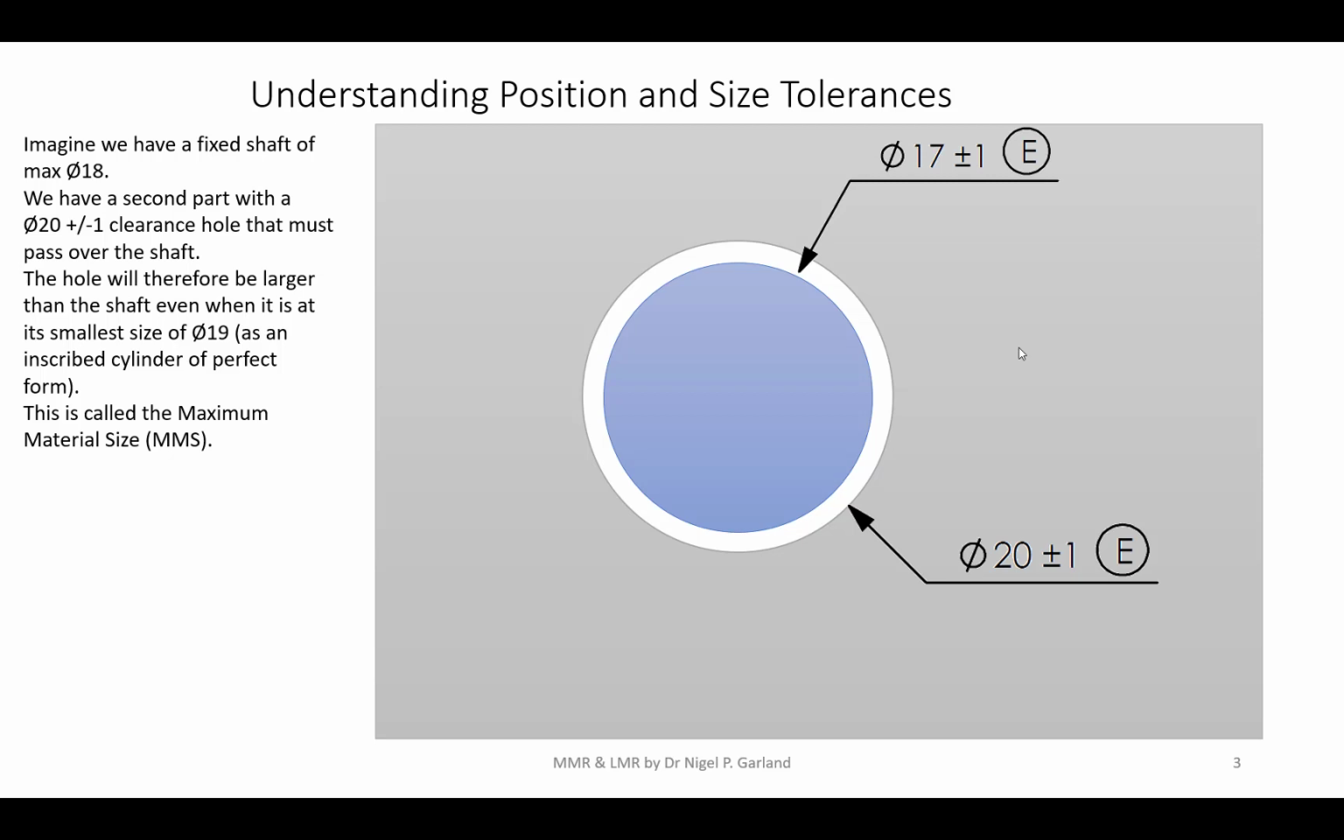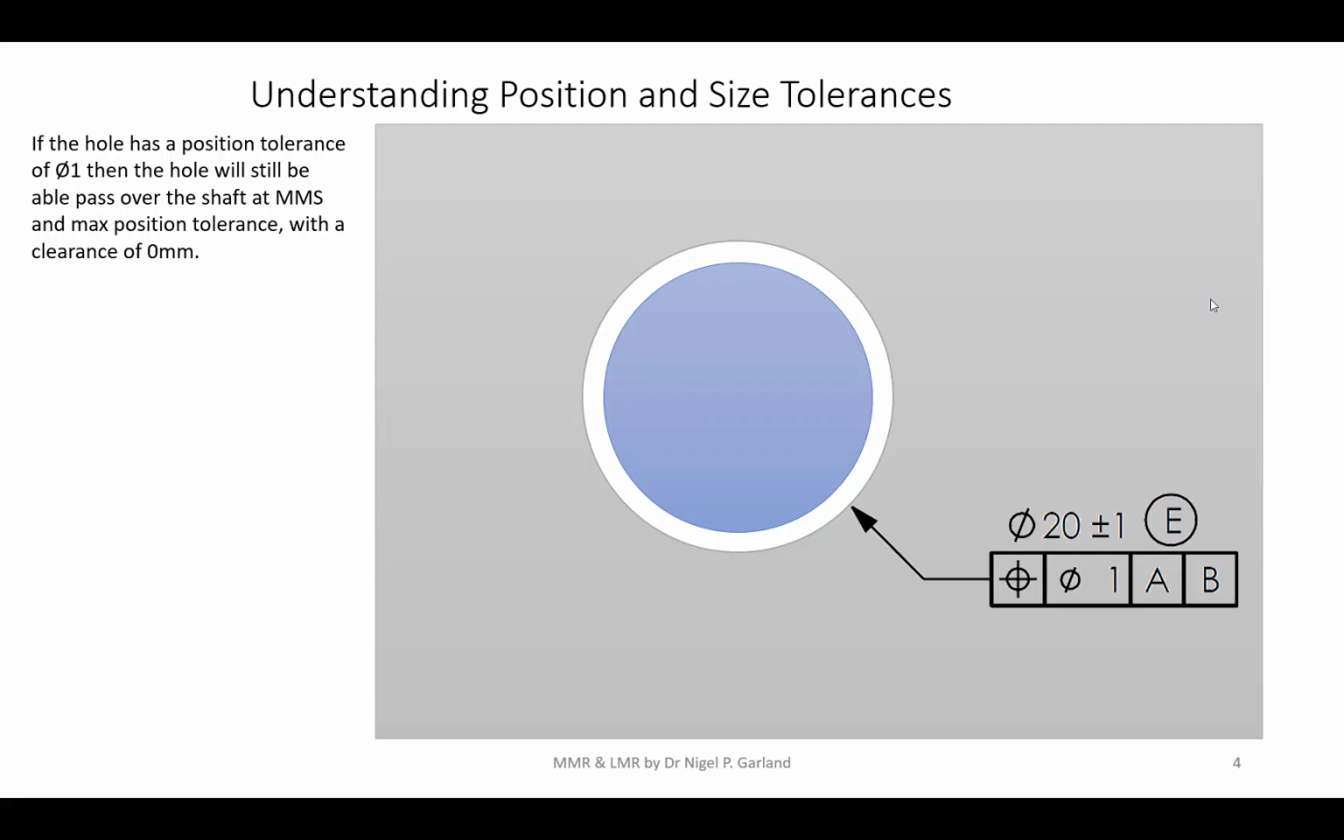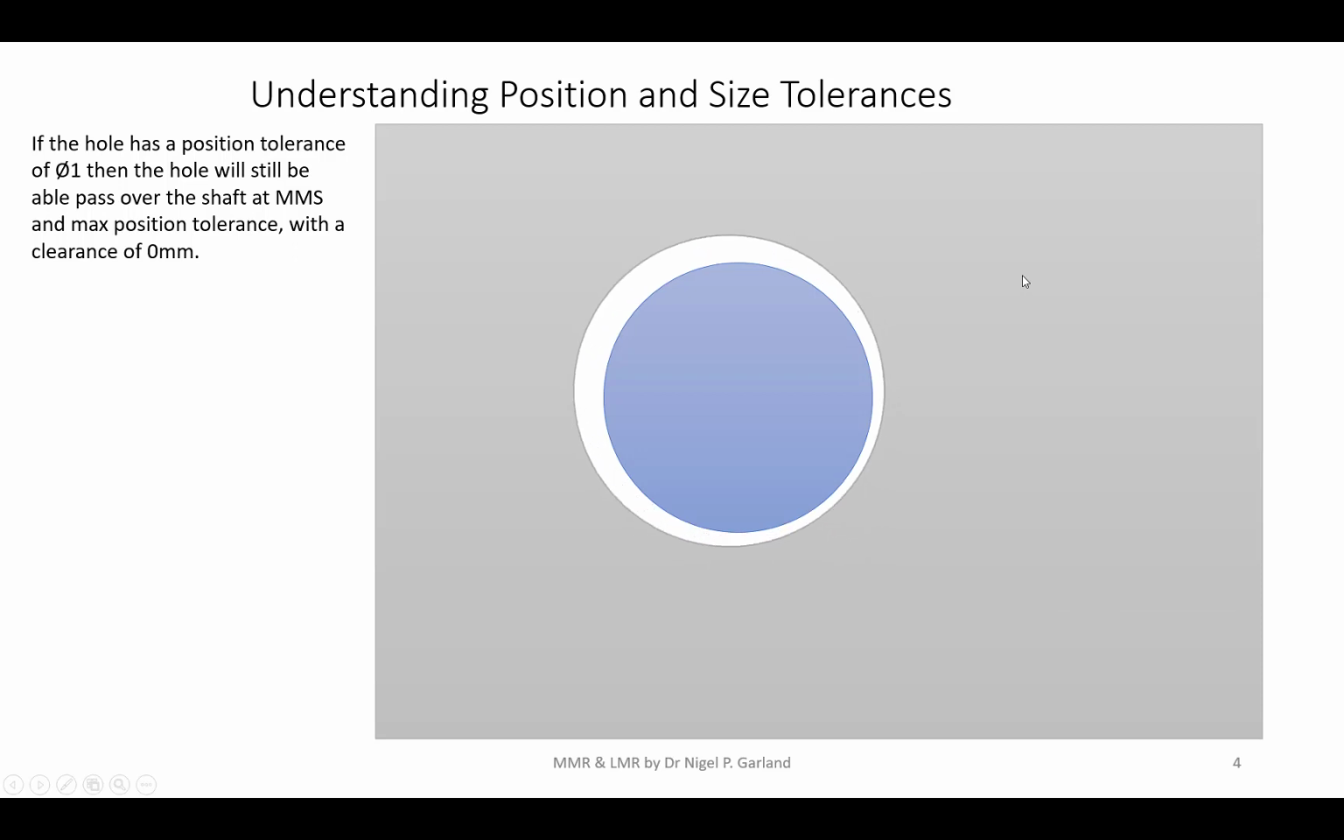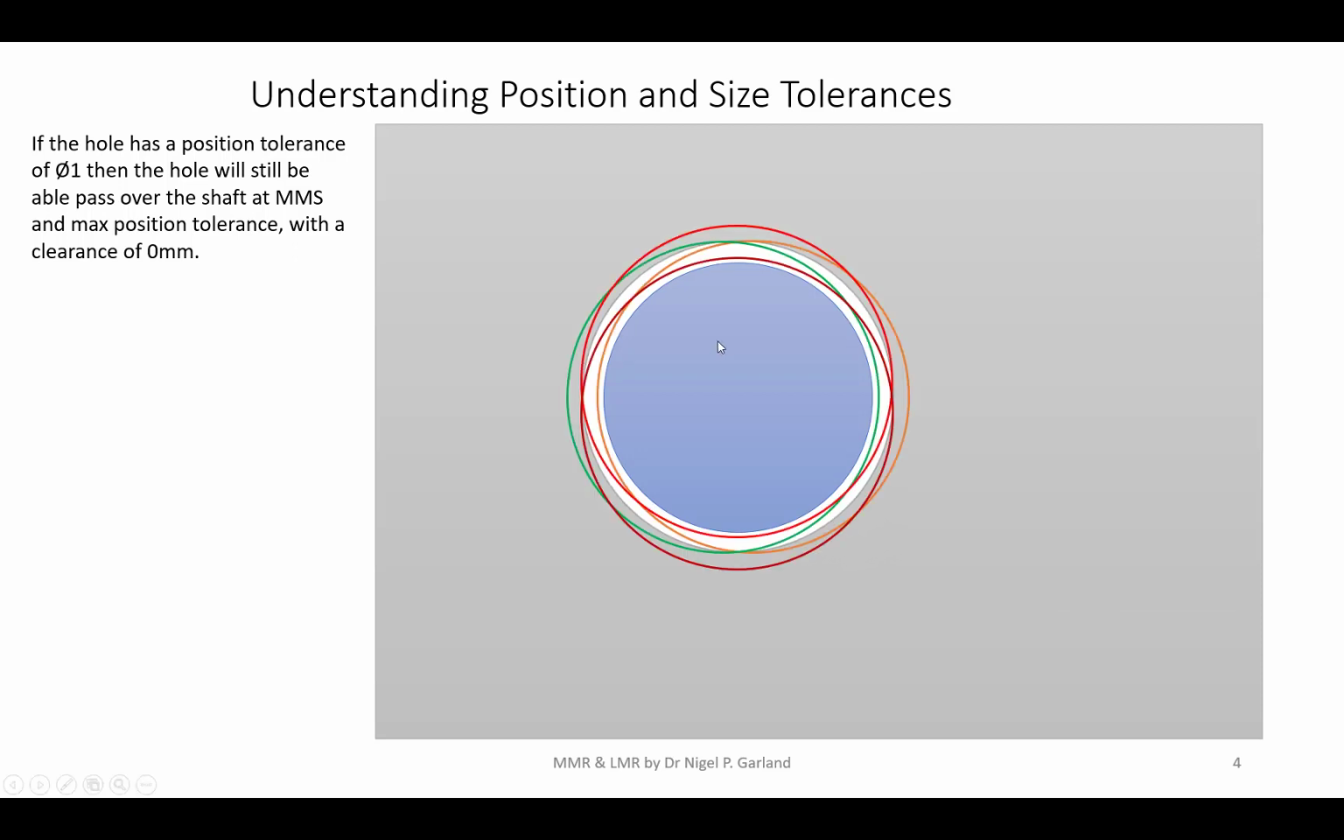Now, in that case, the worst case is when that hole is at its smallest. And when that hole is at its smallest, that's called its maximum material size, in which case it's 19. If the hole has a position tolerance of 1, then the hole should still be able to pass over that shaft feature, even when it's at its smallest. And that hole could end up in a range of different locations, such as these, and in each of those cases it still passes over the shaft.